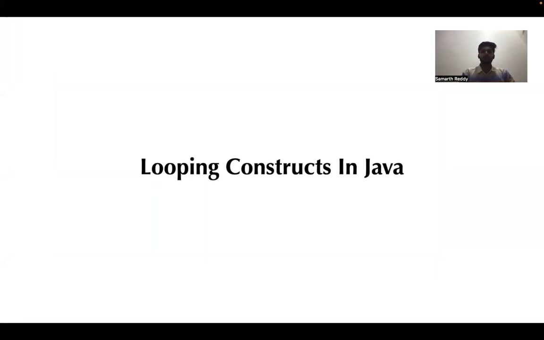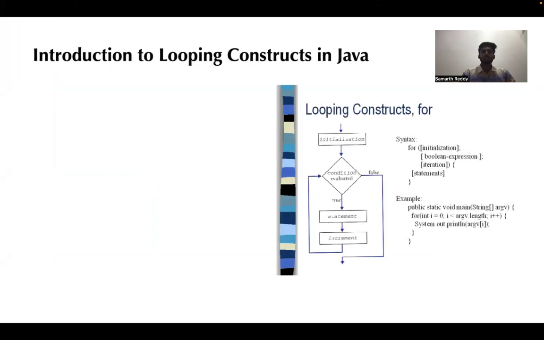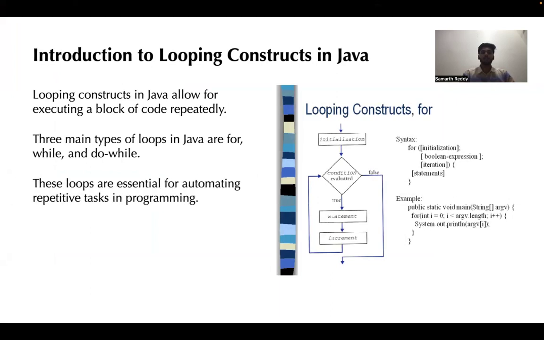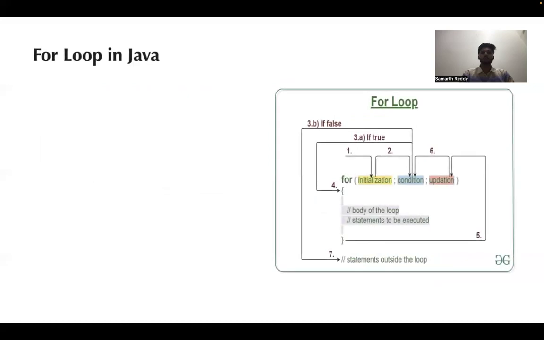My topic is about looping constructs in Java. Introduction to looping constructs in Java. Looping constructs in Java allow for executing a block of code repeatedly. Three main types of loops in Java are for loop, while loop, and do while loop. These loops are essential for automating repetitive tasks in programming.